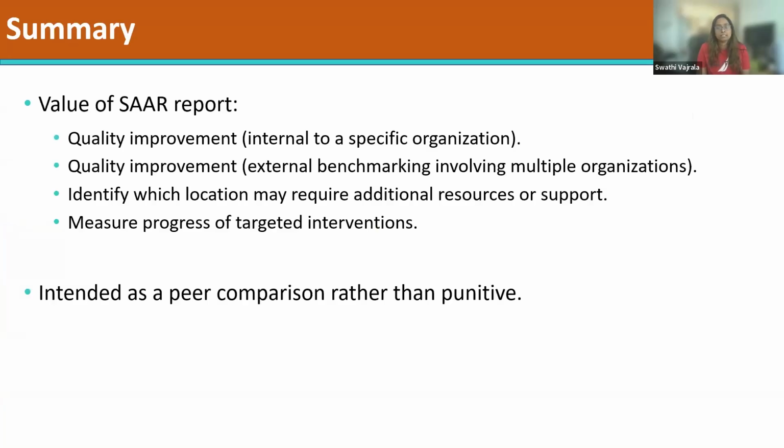And in summary, the SAR values are a metric for a variety of purposes. SAR can be used for organizing quality improvement efforts and for benchmarking against external organizations to aid quality improvement, and to identify which locations may require additional resources or support, as well as to measure the progress of targeted interventions.